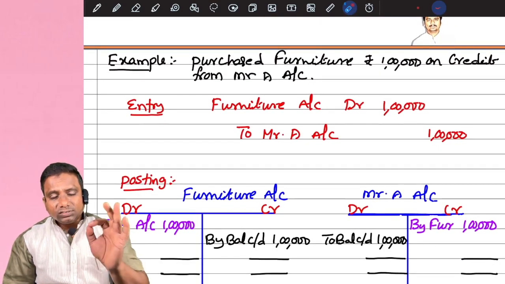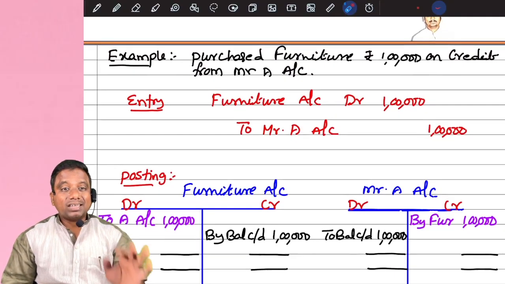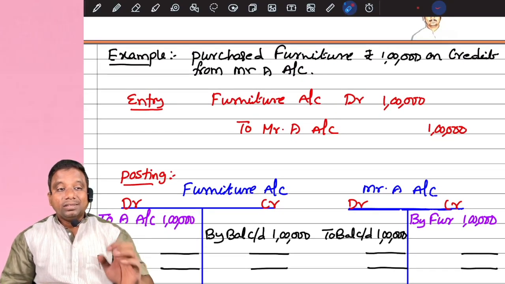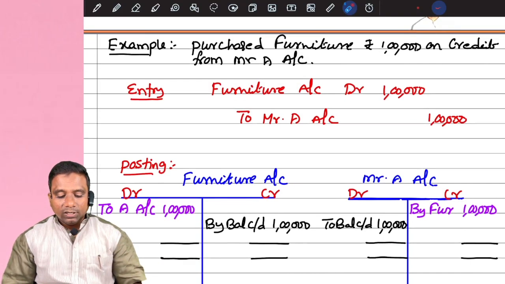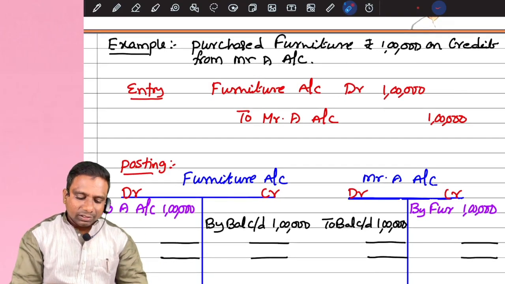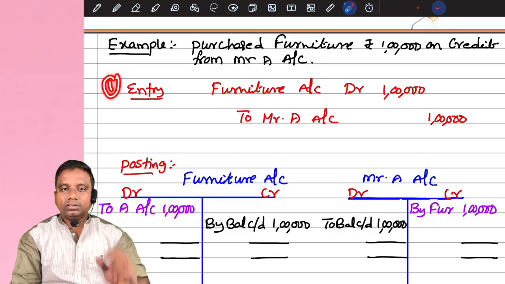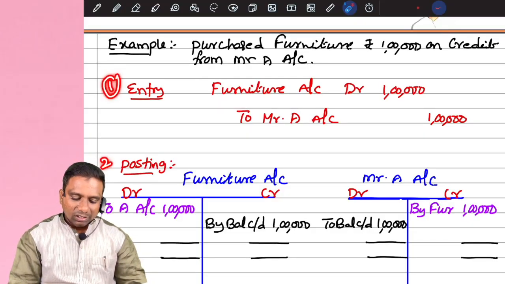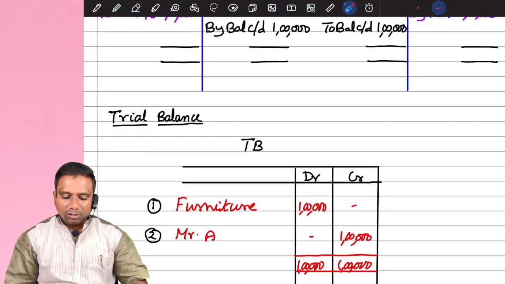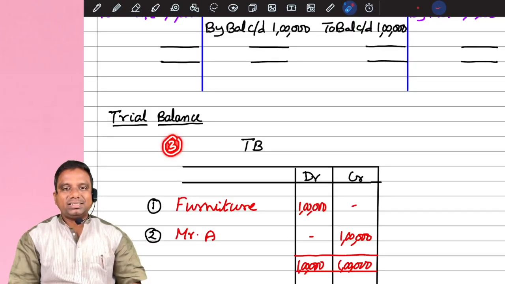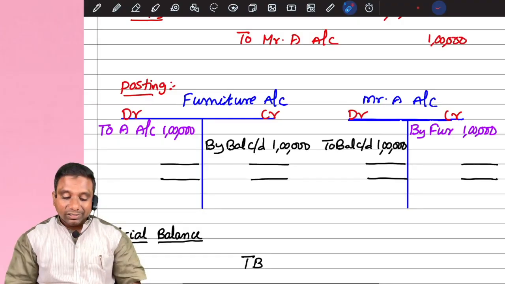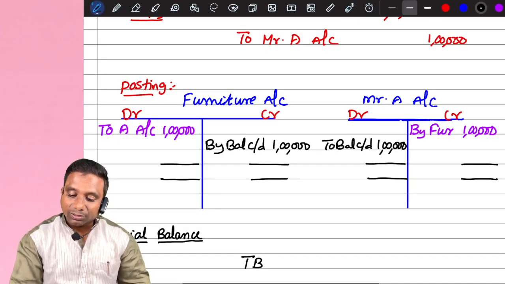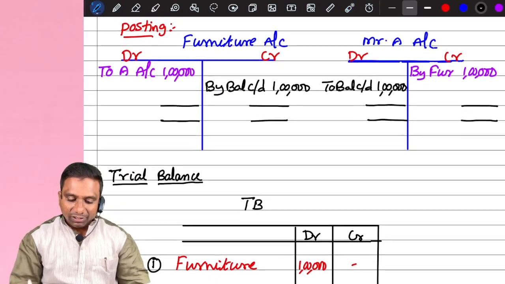Now, in the examination, first identify in which stage the mistake has happened. Whether the mistake has happened in the journal stage, the ledger stage, or the preparation of trial balance stage. Ledger stage is nothing but posting, and there are some things covered under ledger.